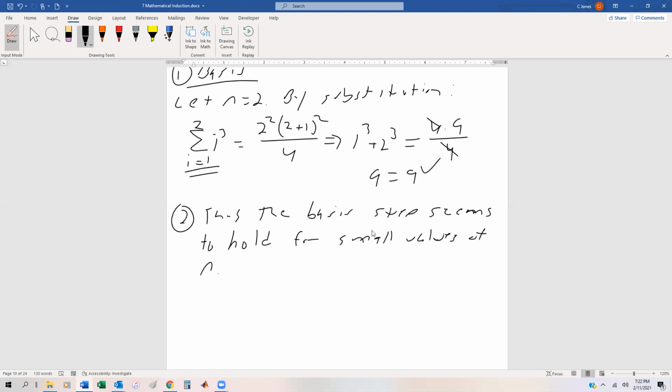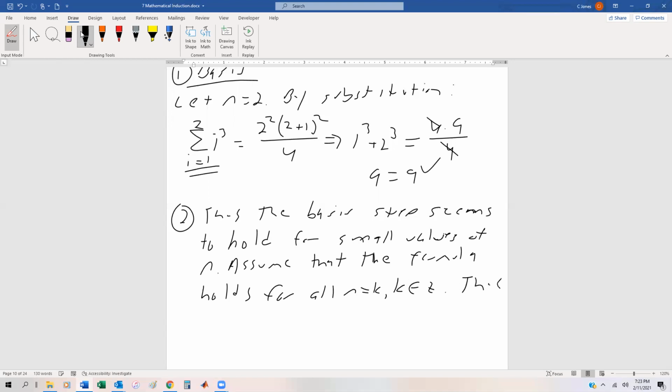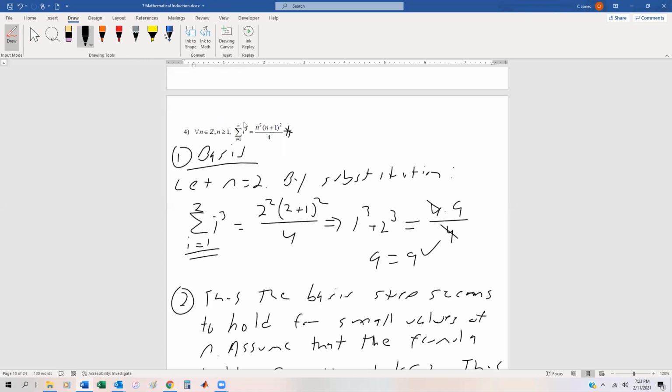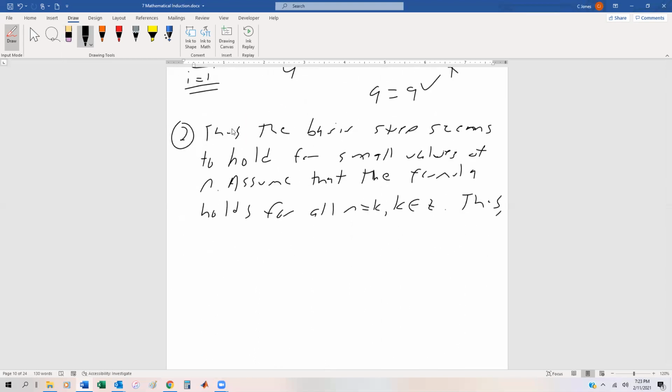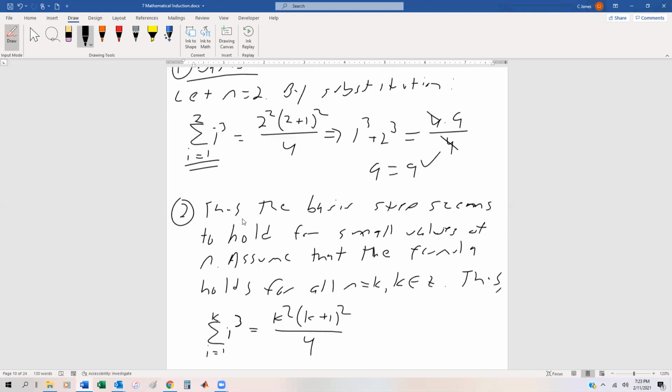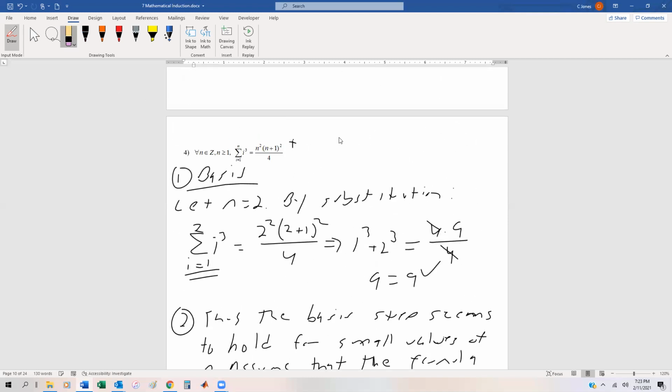Now let's assume that the formula holds for all n equals k, where k is an integer. Thus, all we're going to do is replace all the n's in our formula with k instead. That means that the series i equals 1 to k of i cubed is going to be equal to k squared, (k plus 1) squared, divided by 4. Again, just substituting directly into the formula that we started with. So that's the first two steps.